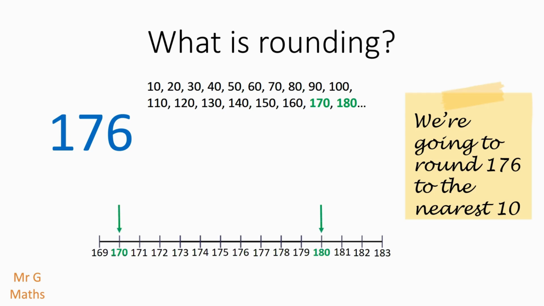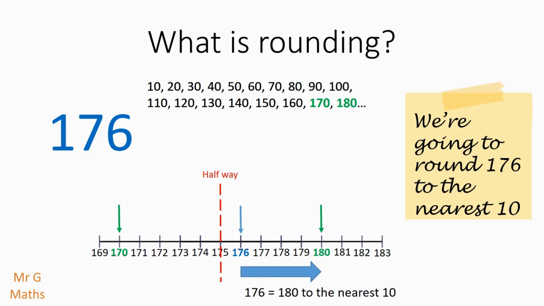If we use the number line to mark on where halfway between these numbers is, we can see that 176 is closer to 180. This means we can say 176 equals 180 to the nearest 10.